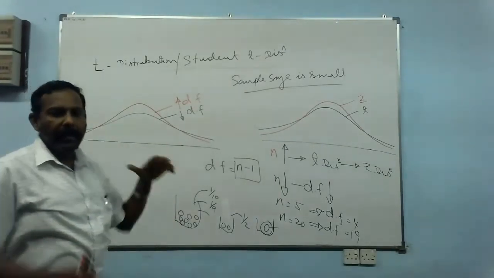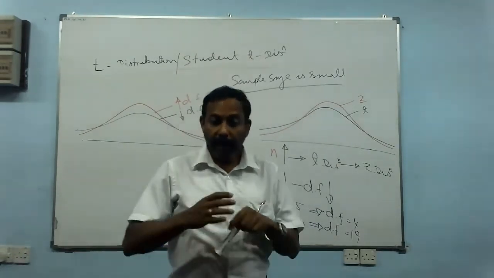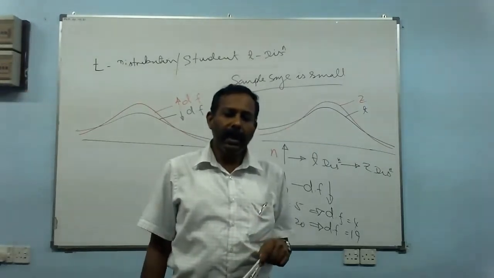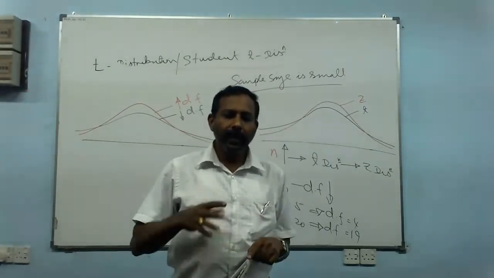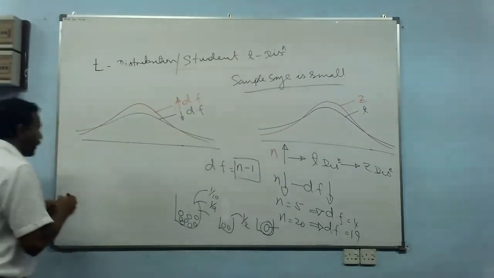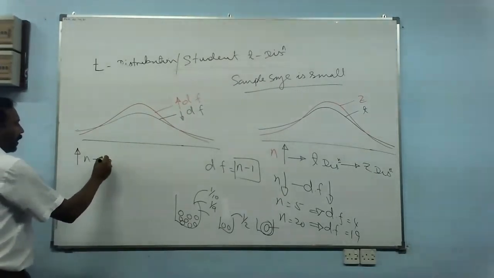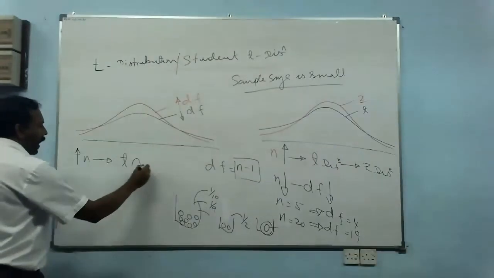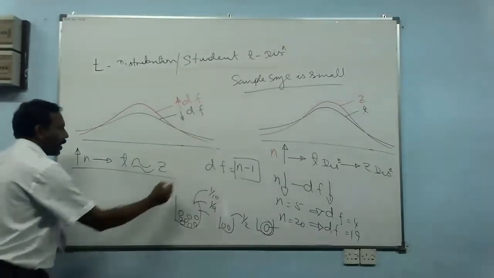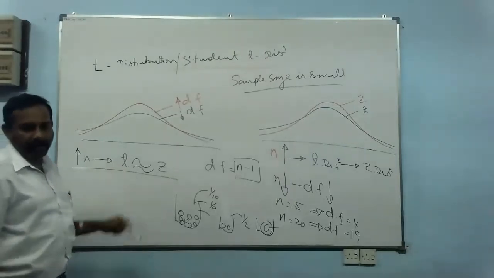So we said if the sample size is low, then we'll have to use the t distribution. When the sample size increases, then we can use the z distribution. That means when sample size increases, the t distribution approaches the z distribution. So t tries to approach the z distribution when the sample size increases, right?